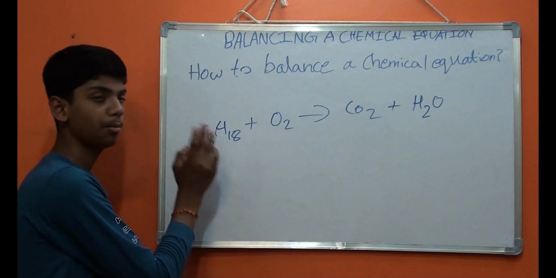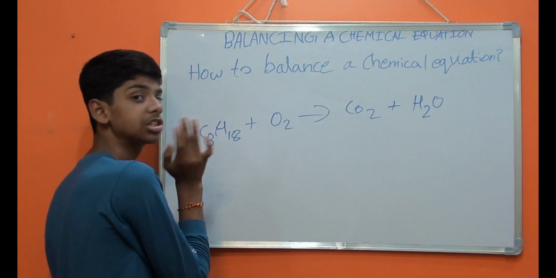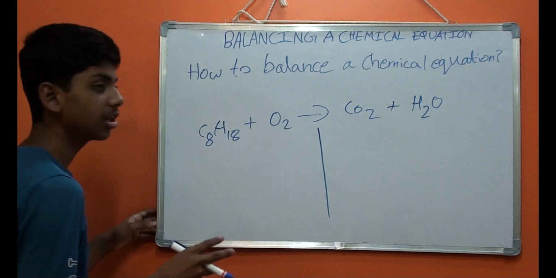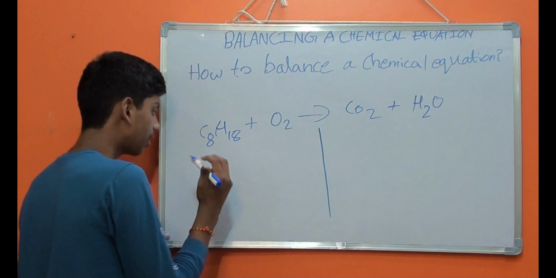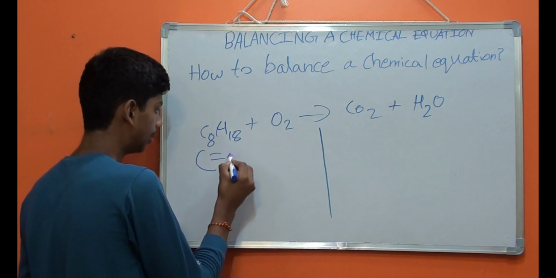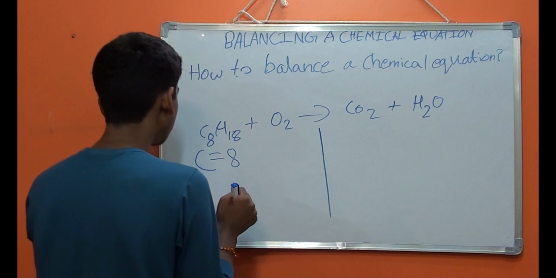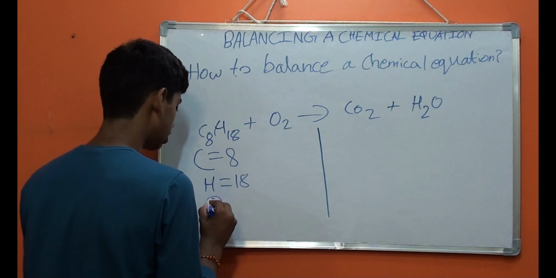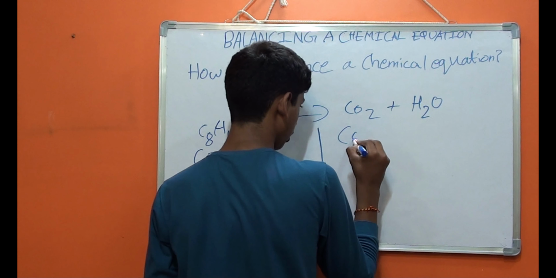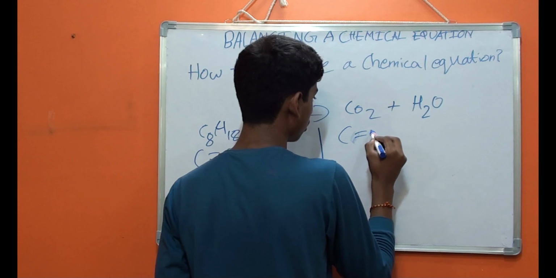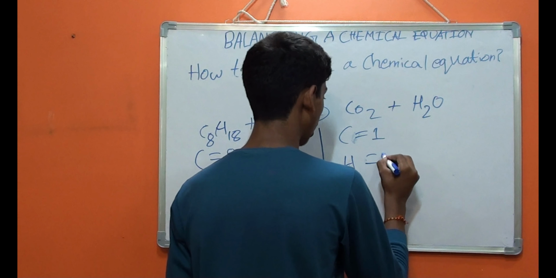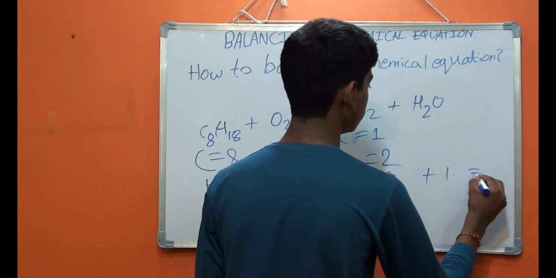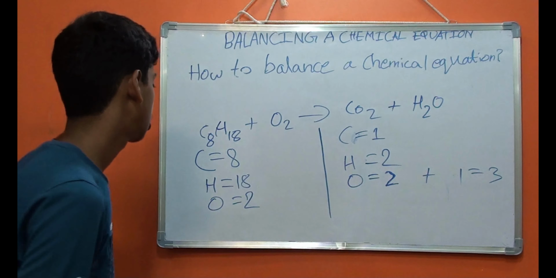So this is an unbalanced chemical equation. So we have to make it balanced. By the way, this equation has a big process. So do it properly. So carbon on the reactant side has 8 atoms and hydrogen has 18 atoms. Oxygen has 2 atoms. This side carbon has 1 atom. Hydrogen has 2 atoms. Oxygen has 2 plus 1 which equals 3 atoms.